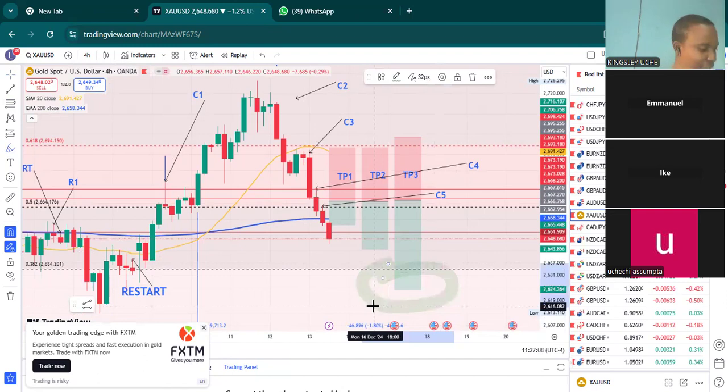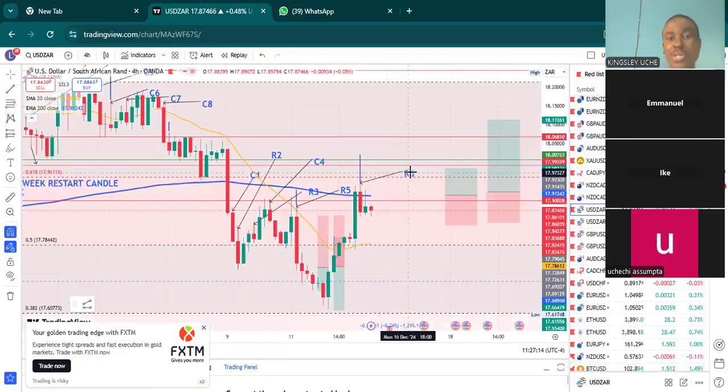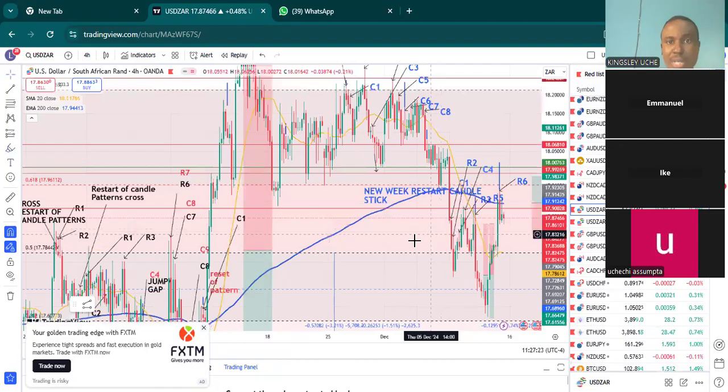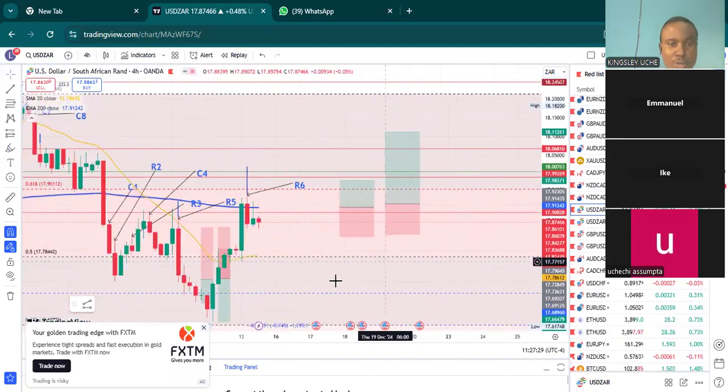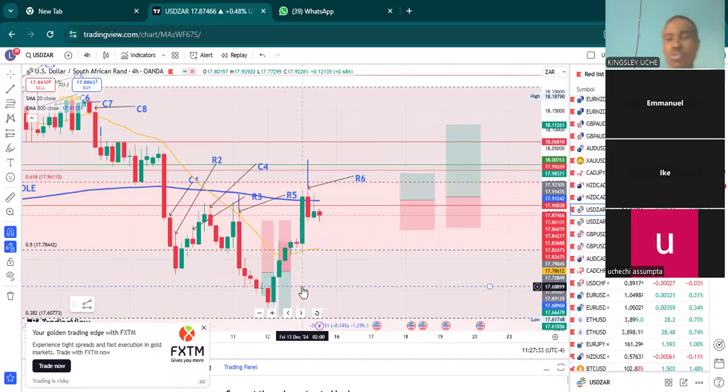All right, what again? We're looking at the USD-ZAR. USD-ZAR is kind of funny. We should expect the market going up because clearly you can see we had an R5. Now we have an R6. This pair made a higher high, so we're looking to sell this market. We saw an R5, that's a rejection, meaning the market does not want to go down. It wants to keep on going up.